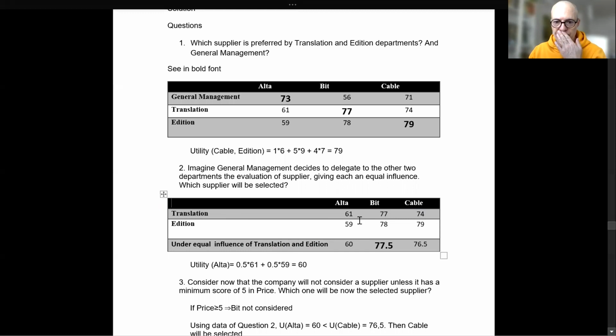So for Alta it would be 0.5 times 61 plus 0.5 times 59, which is 60, and the supplier with the highest utility for the company in this case is Bit with 77.5.